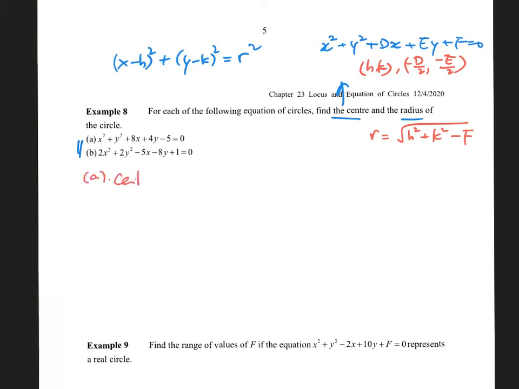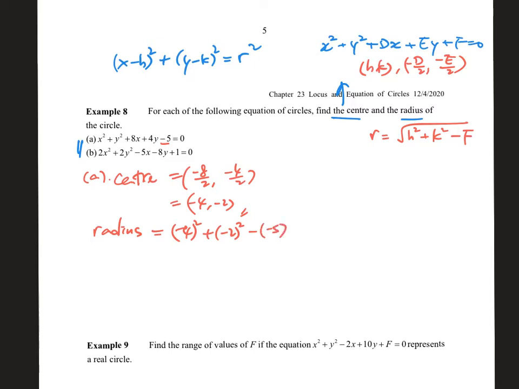The center will be, so we spell the formula out, (-8/2, -4/2), which gives you (-4, -2). While the radius will be equal to the square root of (-4)², remember to add the brackets, and then minus f. f is -5, taking square roots. And now you can use your calculator for help and it gives you 5.